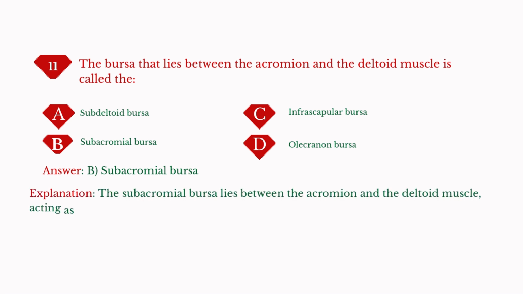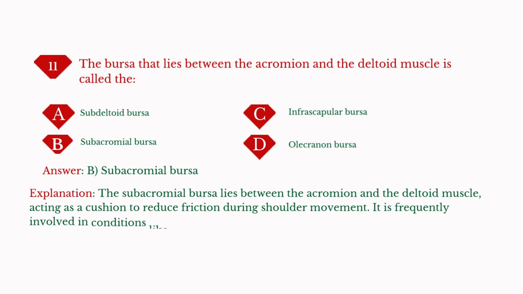Explanation: the subacromial bursa lies between the acromion and the deltoid muscle, acting as a cushion to reduce friction during shoulder movement. It is frequently involved in conditions like rotator cuff tendinitis.